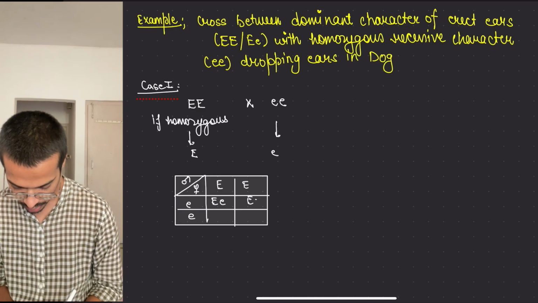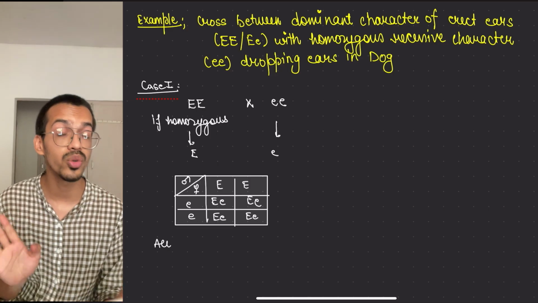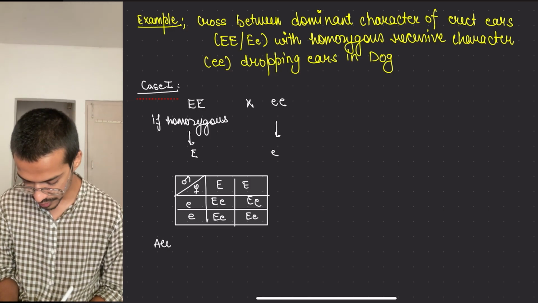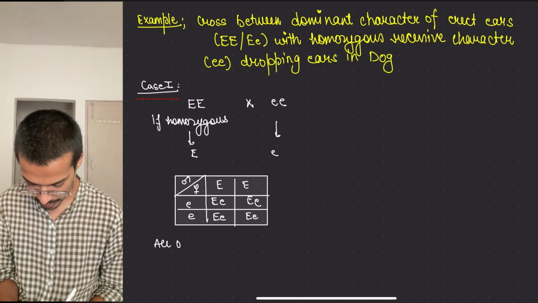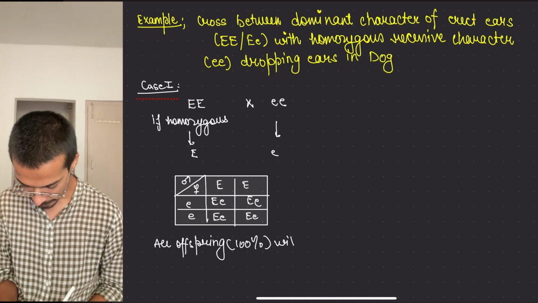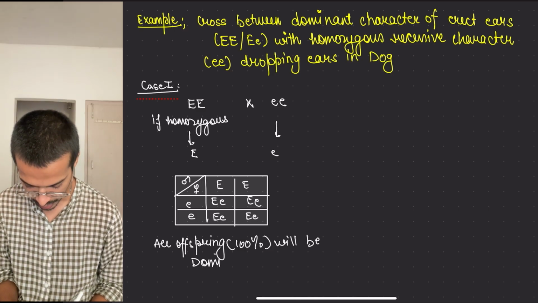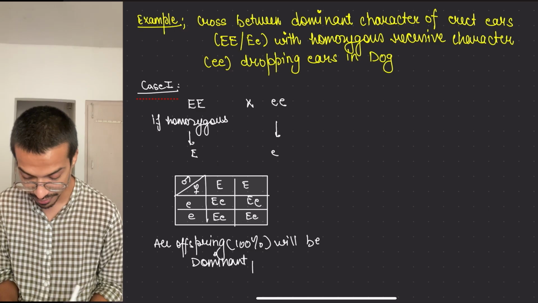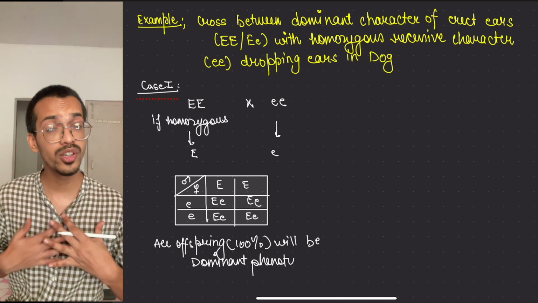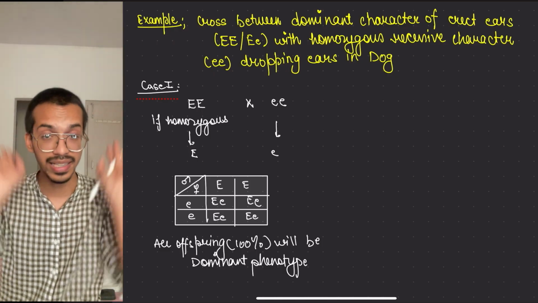Can you see that all offspring in this case are what? Similar looking. All offspring, that is 100%, will be the dominant phenotype. So all my babies, if I would be homozygous, would be same looking, meaning they will also have erect ears.